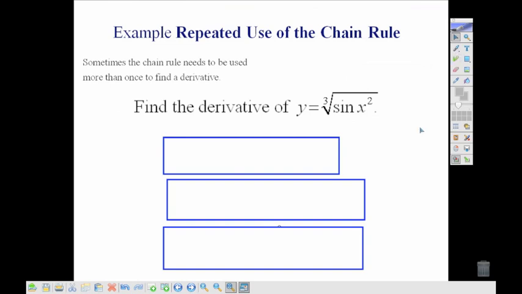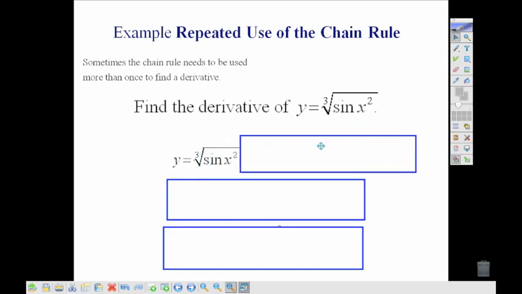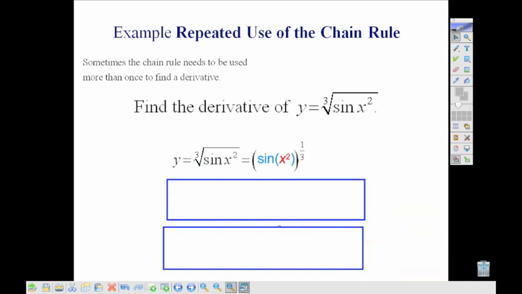In this next example, we'll look at repeated use. Sometimes there's more than one, there's a composite inside of a composite function. For example, with this one, if we break it down, we'll notice that inside of there, first we can treat the root as a power, the 1/3 power. And on the inside we have the sine function, which, since we have x squared inside, is also a composite function. So we're going to take this one piece at a time.